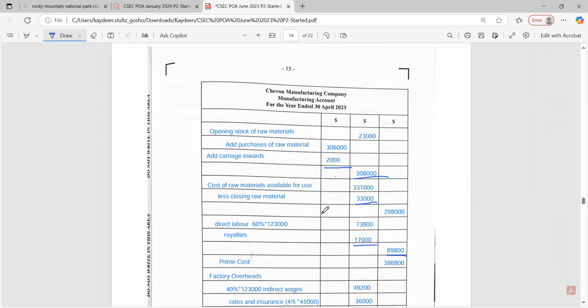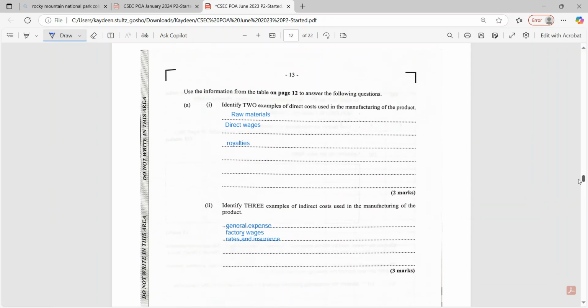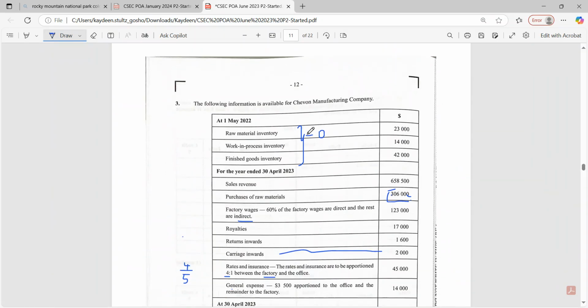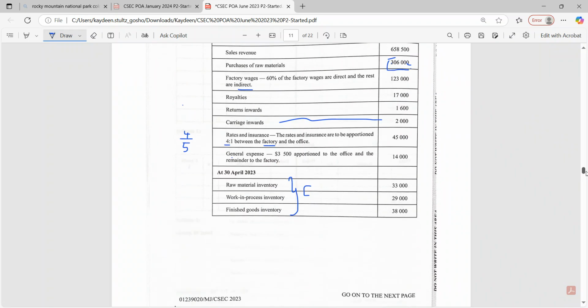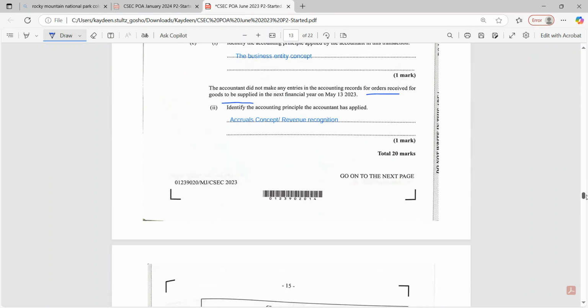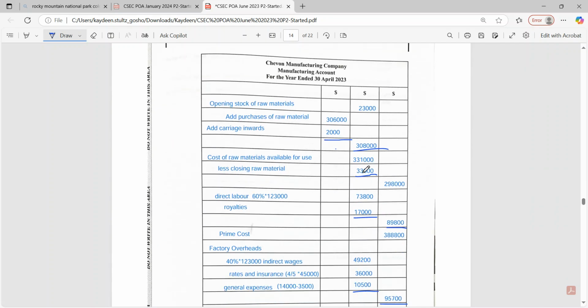Now we're going to list closing raw material. So we will go back up and look for the closing raw material. In this case, we said that it's the one with the later date. So our closing raw material is $33,000, which we got here. Following? Hopefully you're following. All right, where are we? So we have $33,000. We're going to subtract our $33,000, which is our closing inventory, from our cost of raw materials available, and we get $298,000.